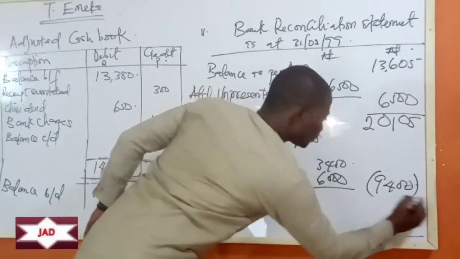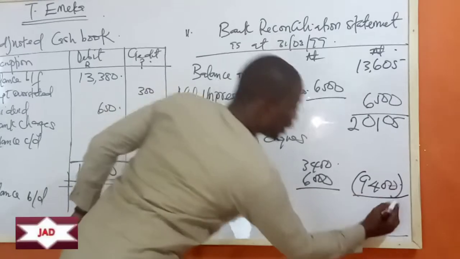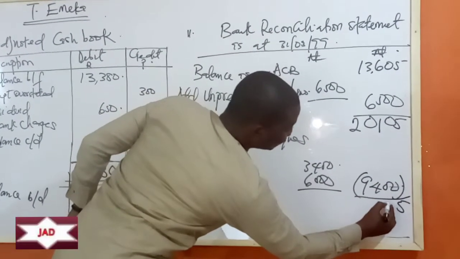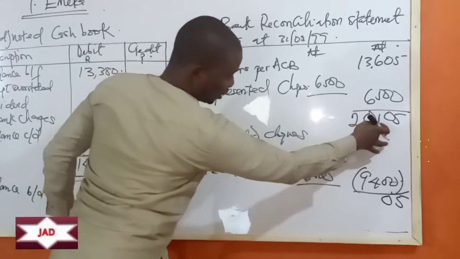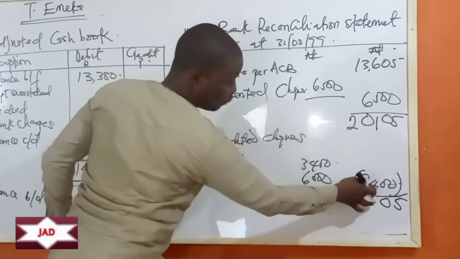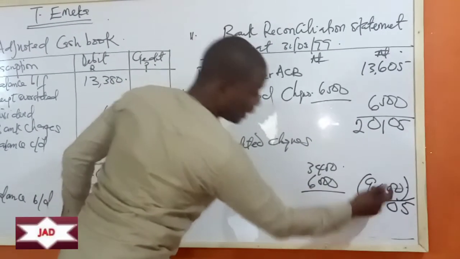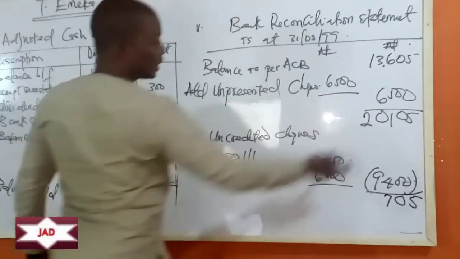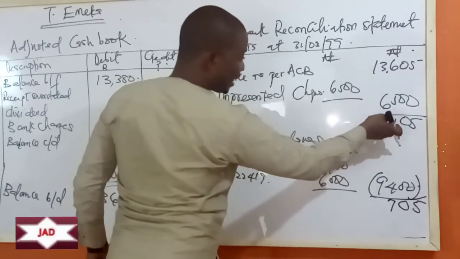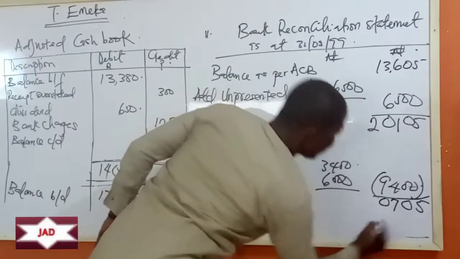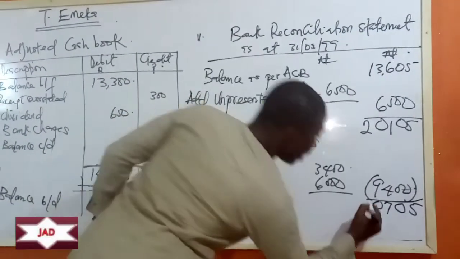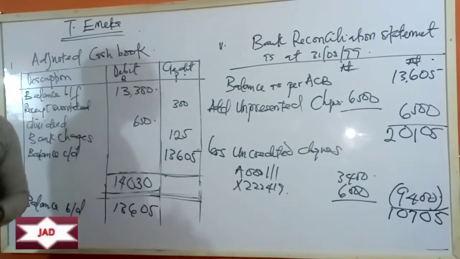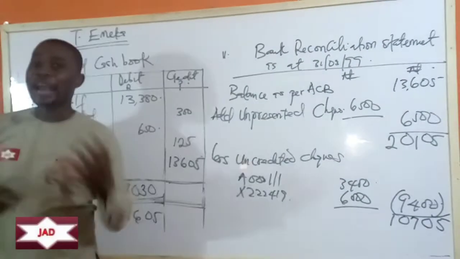So let's deduct. So 5 minus 0 here is 5. 0 minus 0 here is 0. What do you have here? 1. So 11 minus 4, that gives you what? 7. 11 minus 4 is 7. And then here we have what's remaining? 9. 9 minus 9 here is 0. So here we have 1. 10,705. So remember, there was an error.